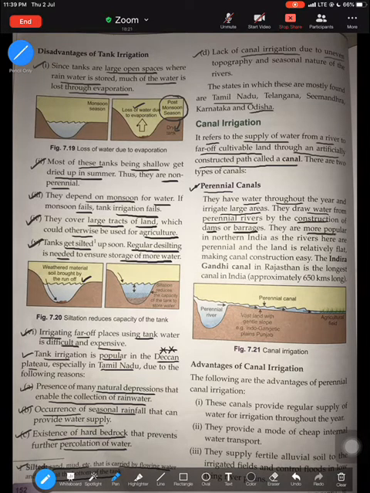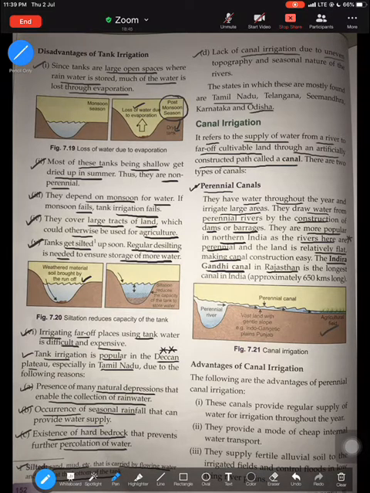Okay, they're more popular in northern India as rivers are perennial and the land is relatively flat. That is why Indira Gandhi Canal is a very famous canal, the longest canal in Rajasthan. Alright, so you might get a question: why is canal irrigation popular in northern India? Because of the rivers being perennial and the land being flat. You need flat land for canals to be constructed. Alright, so that is canal irrigation.